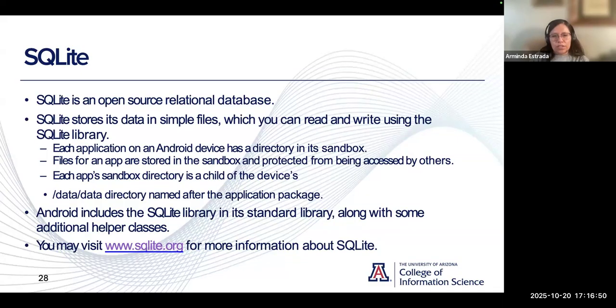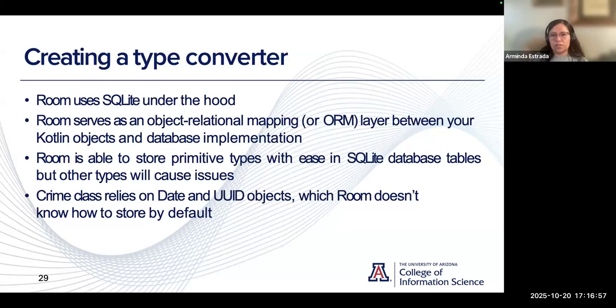And so Android includes the SQL library as a standard library along with some additional helper classes. But Room also uses SQLite under the hood. So Room serves as an object relational mapping, or ORM, library between the Kotlin objects and the database implementation. Room is able to store primitive types with ease in SQLite database tables, but other types will cause issues. So Room, right? This is a tool that we're using to modify this SQL database. The SQL database is running in the background, we don't really see it because we are using Room to interact with it.